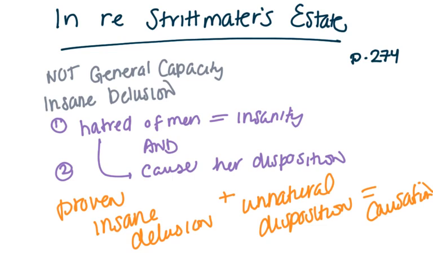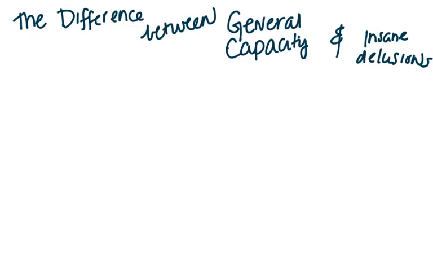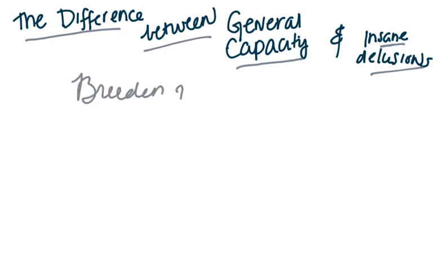Now, as you may have picked up, the gender bias heavily influenced the outcome of this case. And this case serves as a good lesson on how mental insanity can be used as a tool to further embed societal norms. As I previously mentioned, there is a difference between a contest to someone's general capacity and a contest that involves an insane delusion. Our next case, Breedon v. Stone, provides a good description of the difference between these two legal concepts.